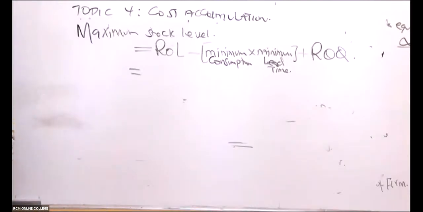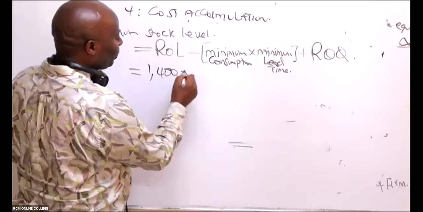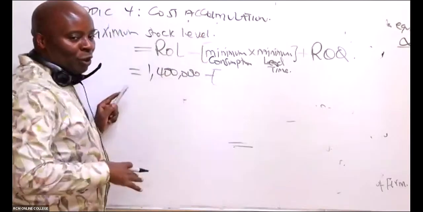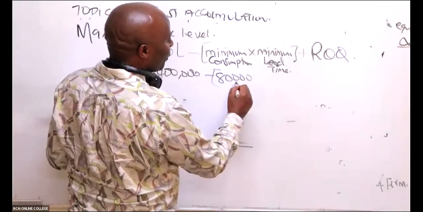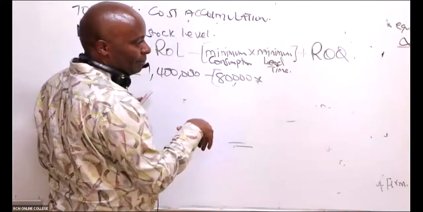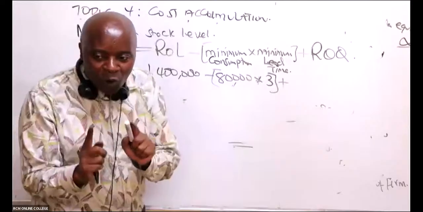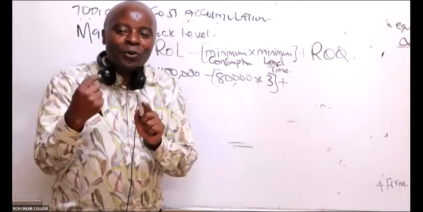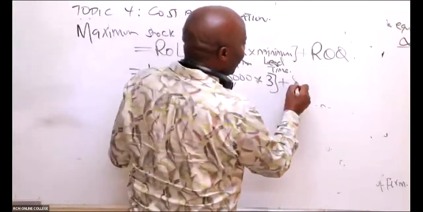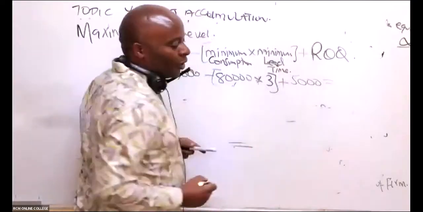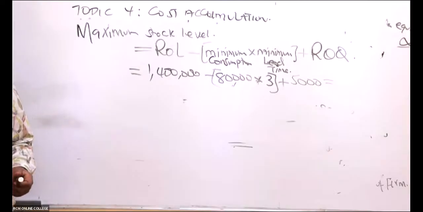Okay, how do we get the roll? We'll go back a little bit. Are you able to see the minimum consumption from the 12 months? 80,000 units. Are you able to see the minimum lead time? 3. And every time we place an order from our suppliers, how many units do we ask for? 5,000. That is the reorder quantity. So reorder quantity is 5,000.